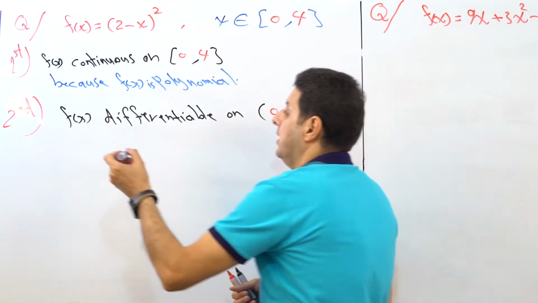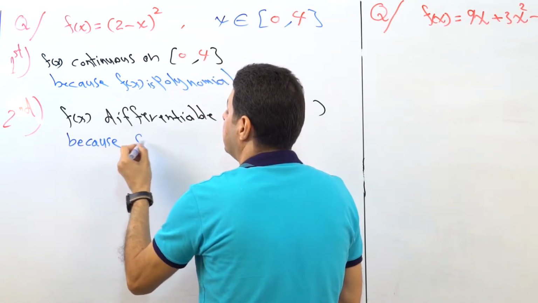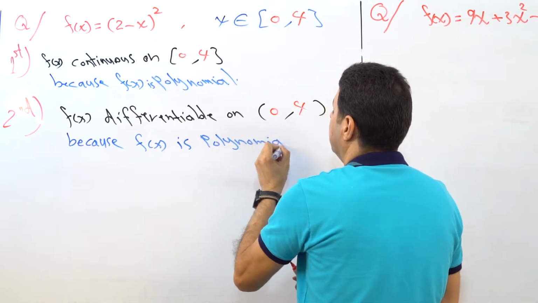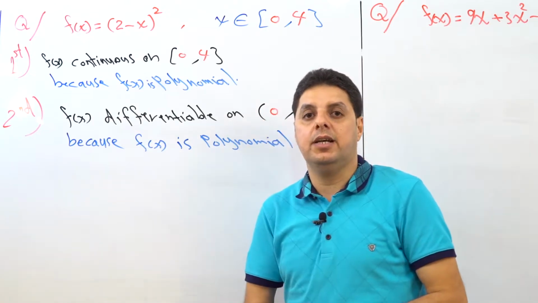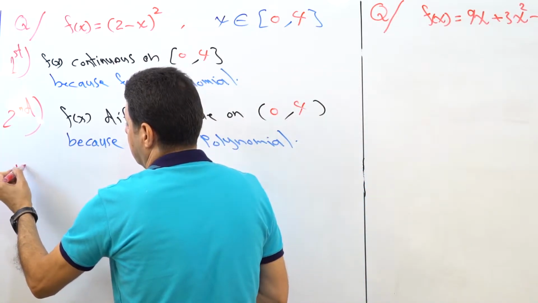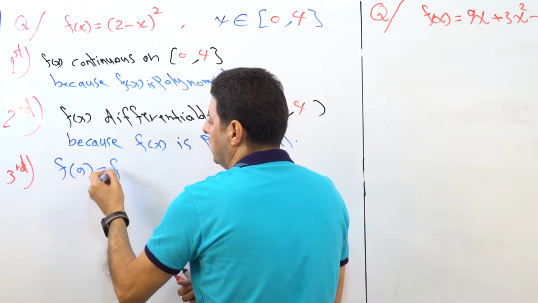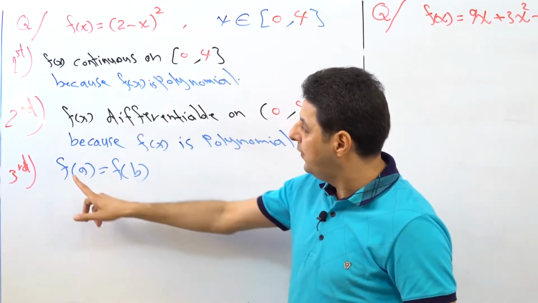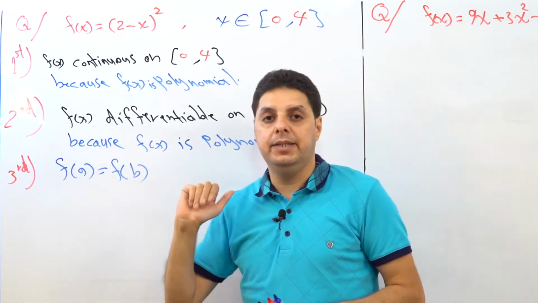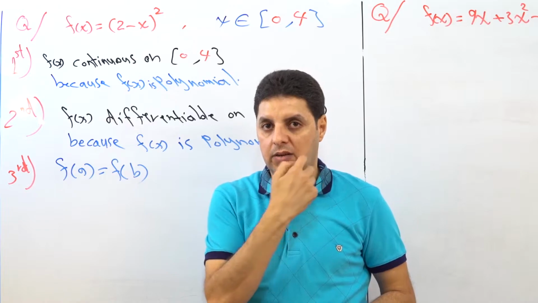Why? Because the function f of x is polynomial, so the function is also differentiable. The third condition: f of A must equal f of B. A is 0 and B is 4, so we substitute 0 and substitute 4.